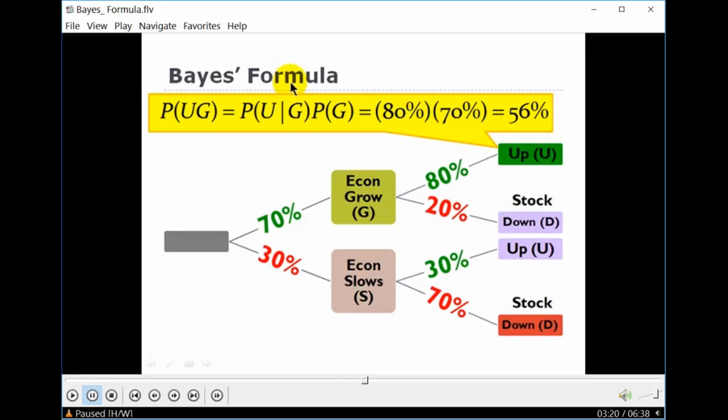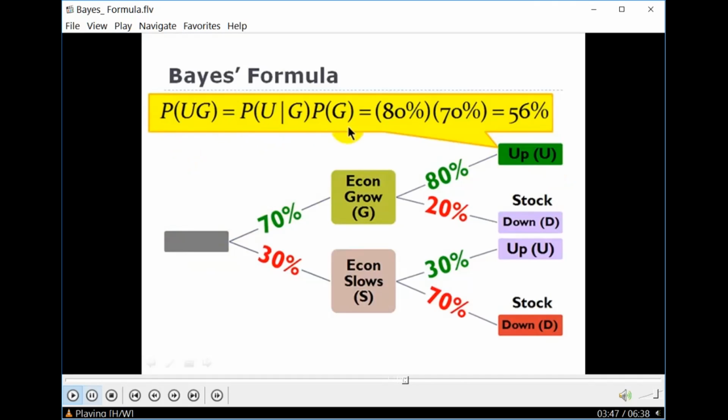And if you know these numbers, you can calculate the joint probabilities of each of these final branches of the decision tree. Now, what is the joint probability? Notice this is a little different here. This is the joint probability of both the economy growing and the stock going up. So if we sit out here, that refers to the odds of us ending up in this node, which is the only node that represents both the economy growing and the stock going up. So that's a joint probability.